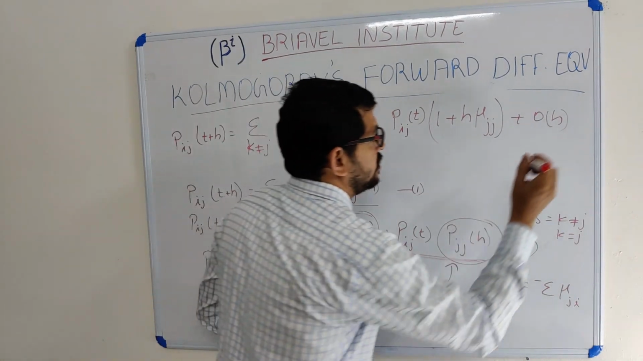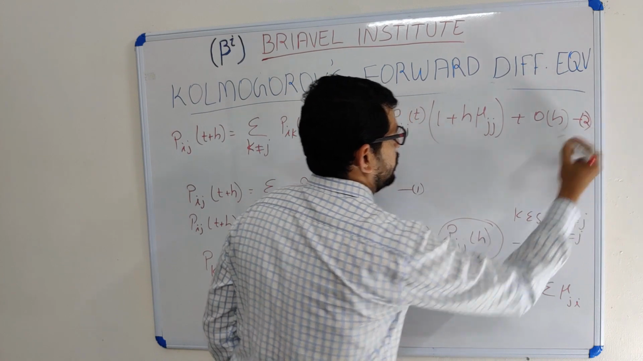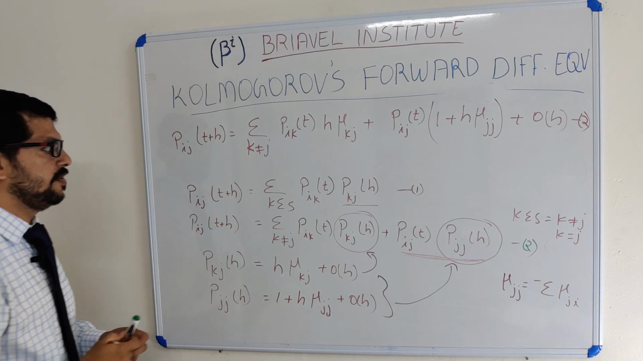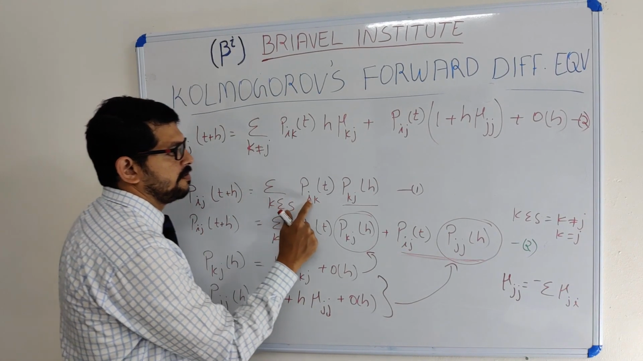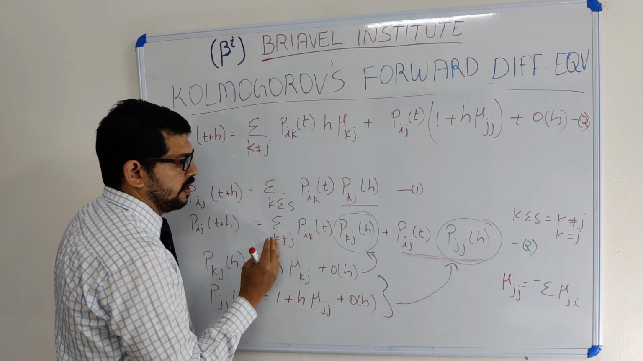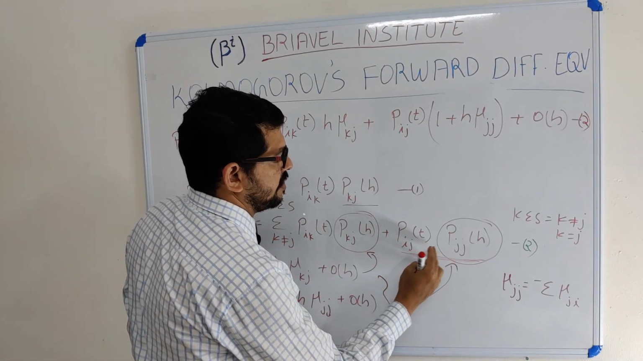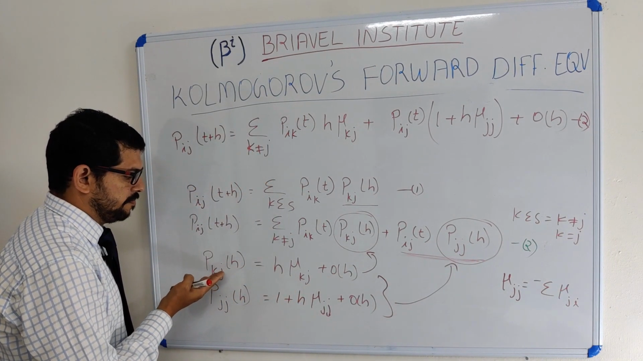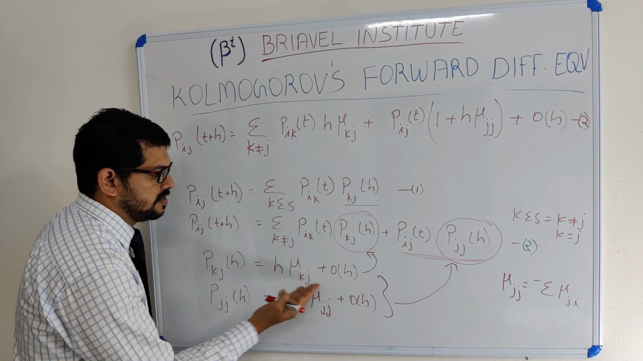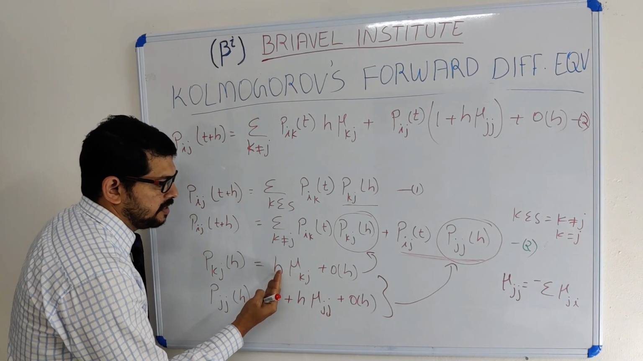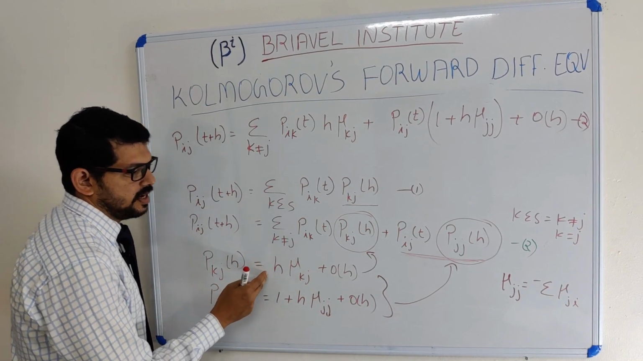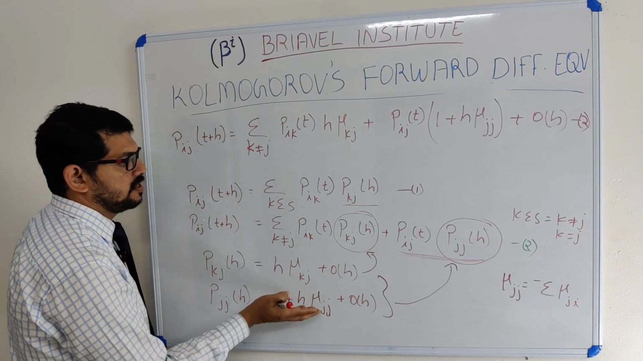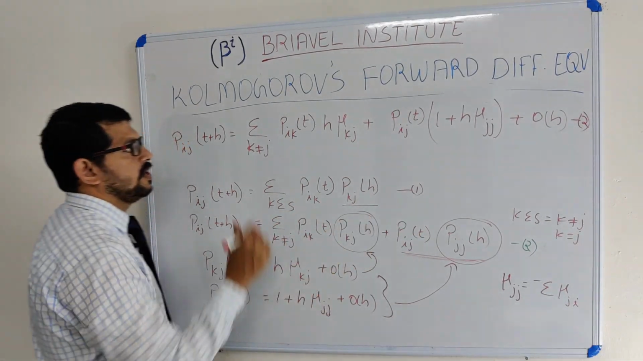So this is our second equation. We substituted these two equations here. Initially we understood how to write P of ij(t plus h) using ik and kj, and we split k not equal to j, and here k equal to j, P of ij(t) and P of jj. For a small time interval h, we can write the probability as the transition rate multiplied by time. This comes from Markov assumption 2 and the generator matrix we already learned. Both equations we substituted here, so we got this equation.